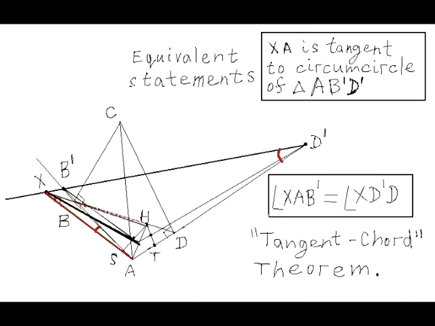The fact that line XA is tangent to the circumcircle of triangle AB'D' is equivalent to the fact that the angle XAB' has the same measurement as XD'D. This follows from the well-known tangent chord theorem. Now let's bite the bullet and prove the equality of these 2 angles.